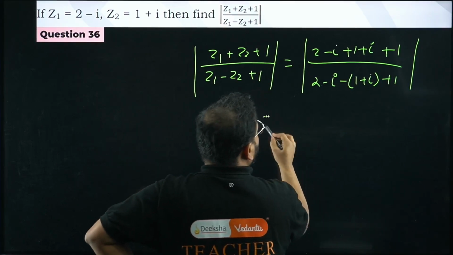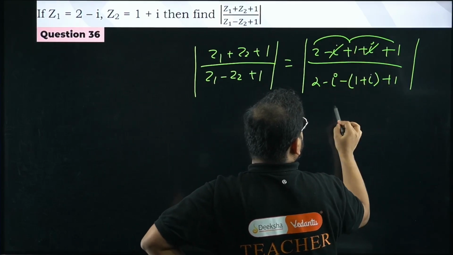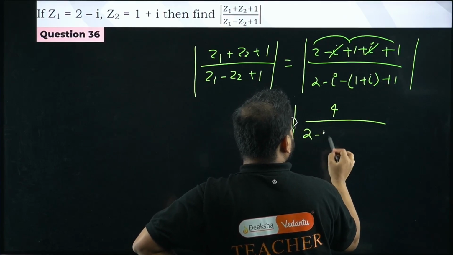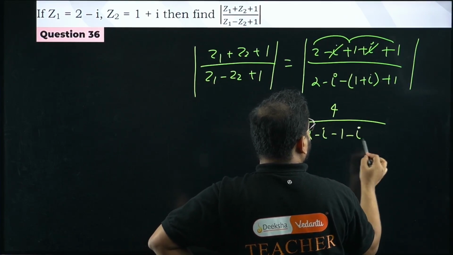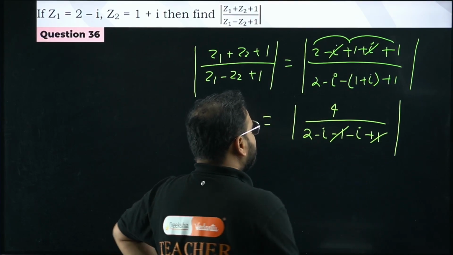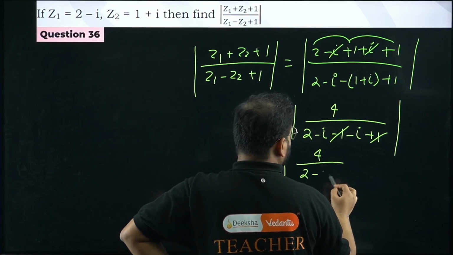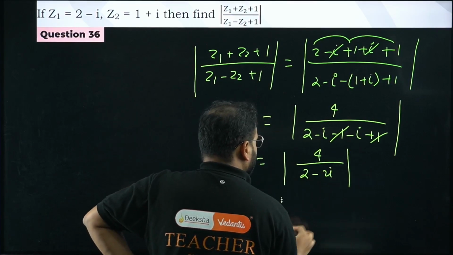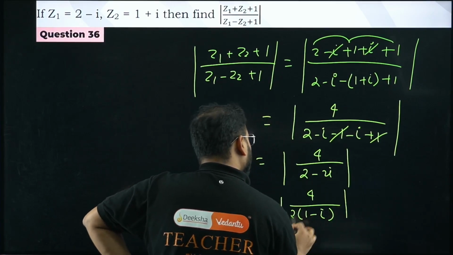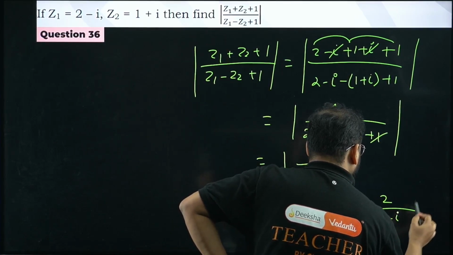Okay, we are looking for the modulus value only. This is cancelled here. The numerator will become 2 plus 1, so 4. I have over here 2 minus I minus 1 minus I plus 1. Okay, so this I and 1 are cancelled. What I'm left with is 4 upon 2 minus 2I. So I can take 2 common. It will become 1 minus I. 2 will be cancelling with this. I'm getting here 2 upon 1 minus I.